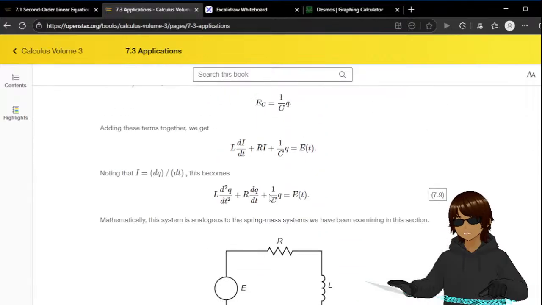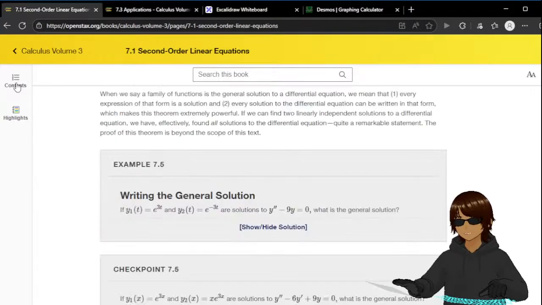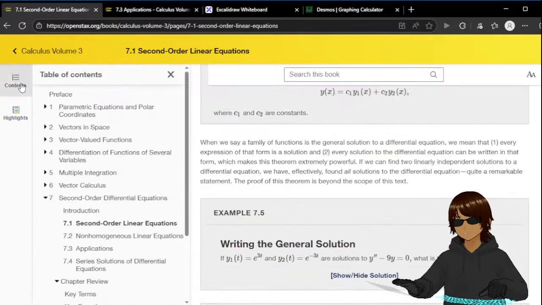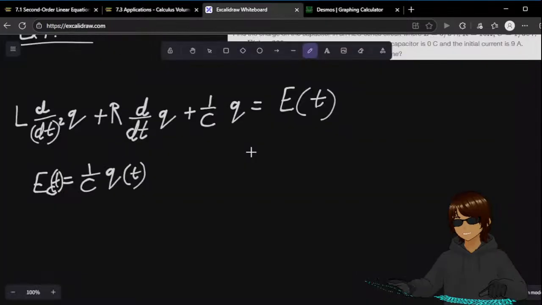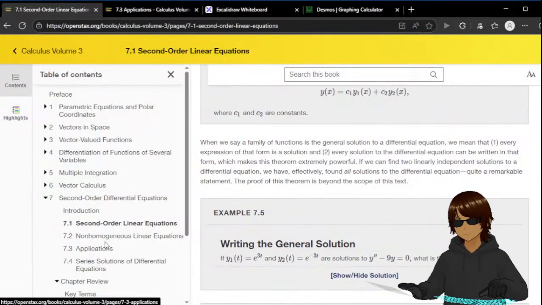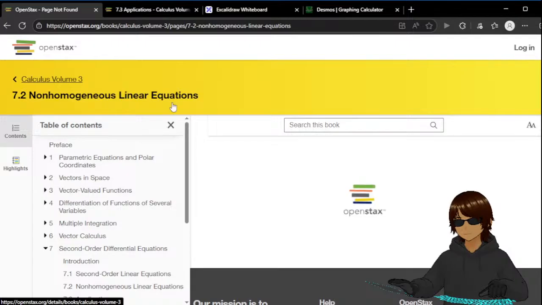So this is a non-homogeneous equation. First, we want to find the, what do you call it? Hold on, I forgot what you call it. Like equating it to 0.